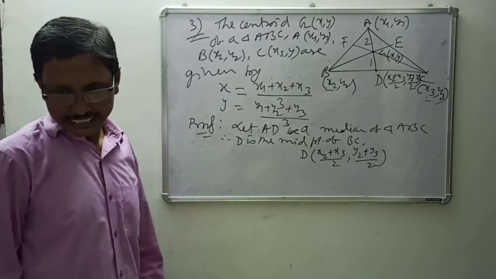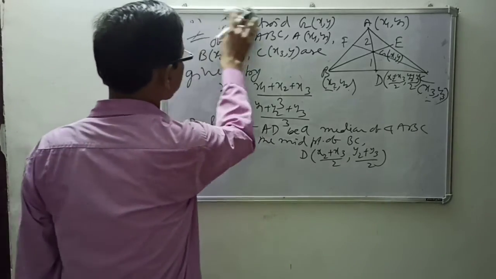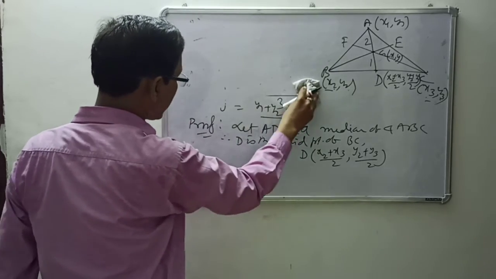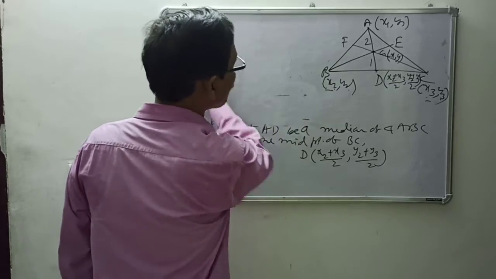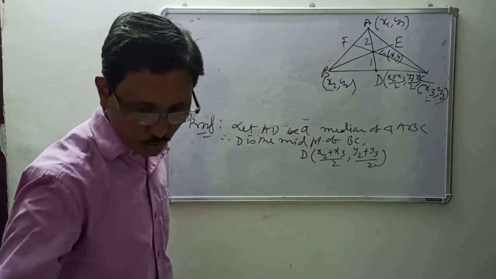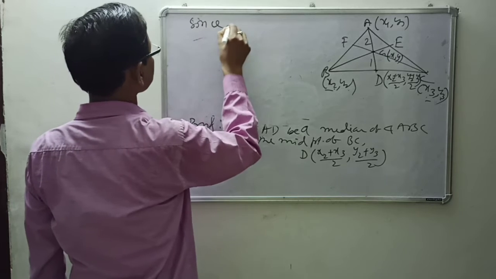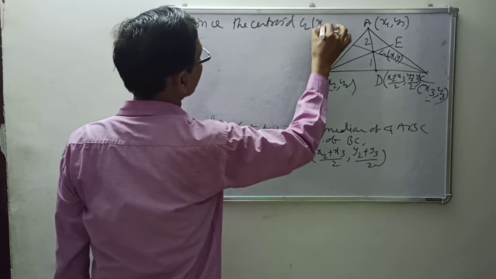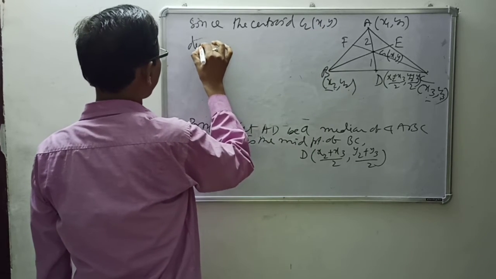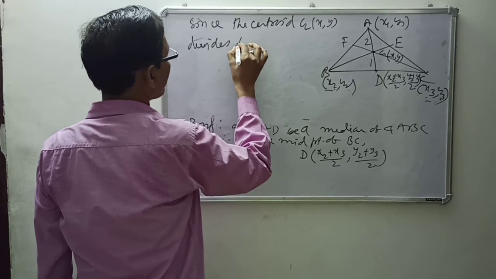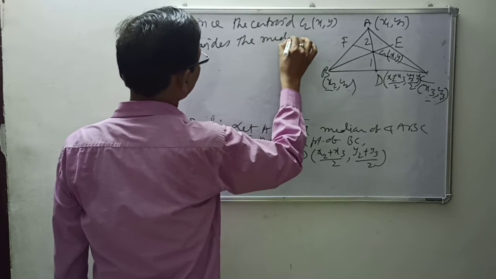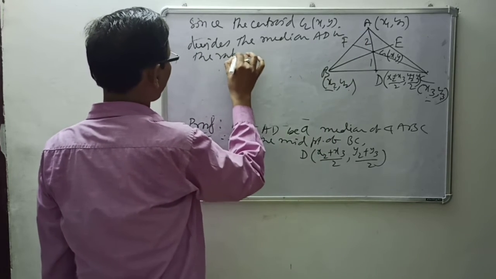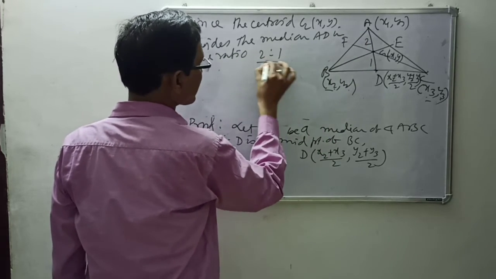Now, since the centroid G divides the median AD into the ratio 2:1, that's an important result. We know that's one. Since the centroid G divides the median AD in the ratio 2:1, that is m is to n.